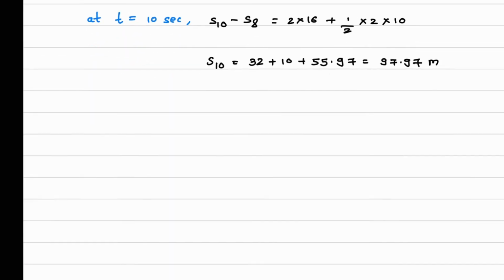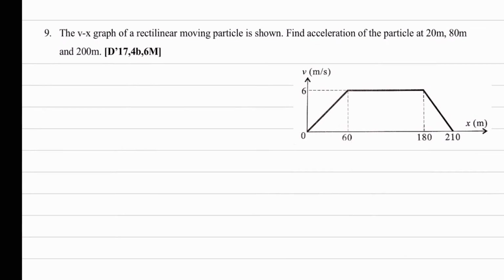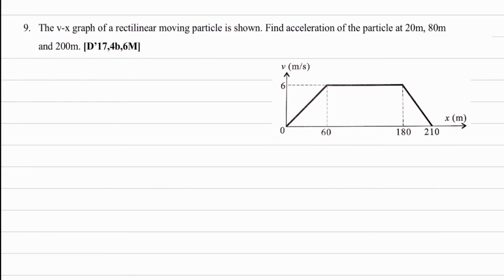Okay, next question. Now understand what is the type of the question over here. Vx graph is given. It is not AT, it is not VT, it is not ST. What is given? Vx is given. Vx graph of a rectilinear moving particle is shown. Find acceleration of particle at 20 meter, 80 meter and 200 meter.